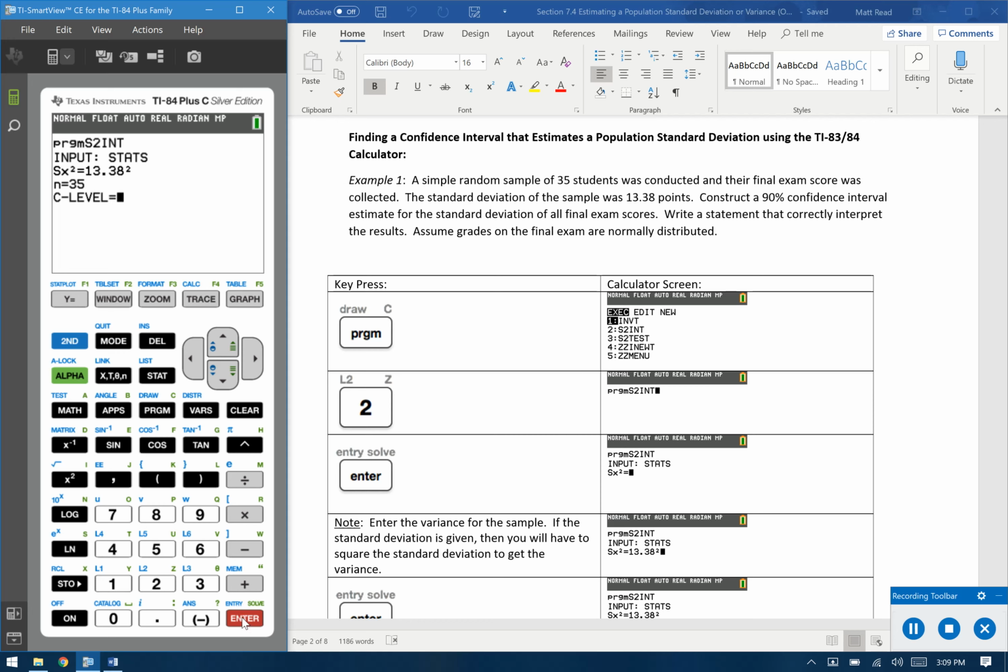We'll press enter. Now keep in mind you cannot go back up with your up arrow key here. If you ever enter a value incorrectly, you'll have to hit second followed by mode, that's quit, and then rerun the program. The confidence level is 90%, so 0.90. Make sure each value is entered correctly before you press enter.